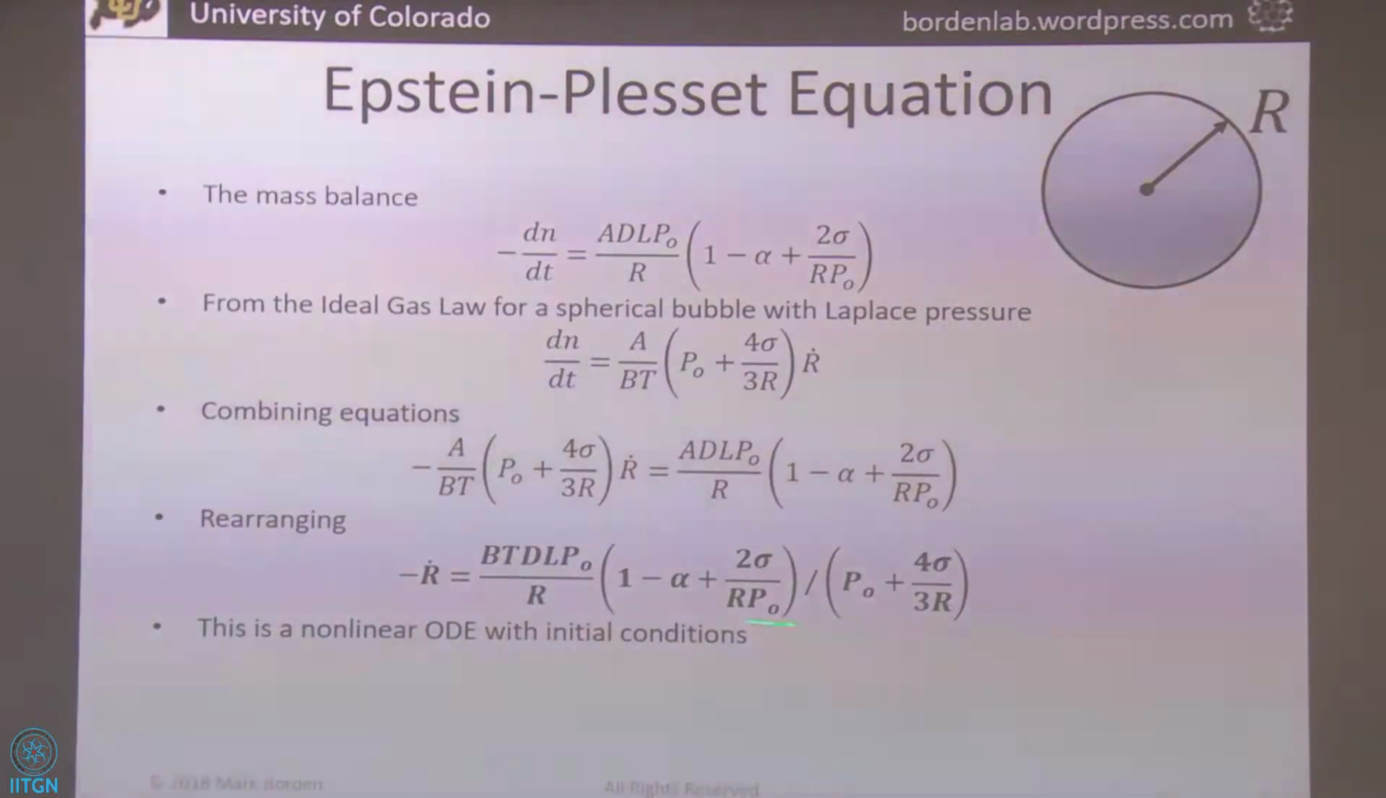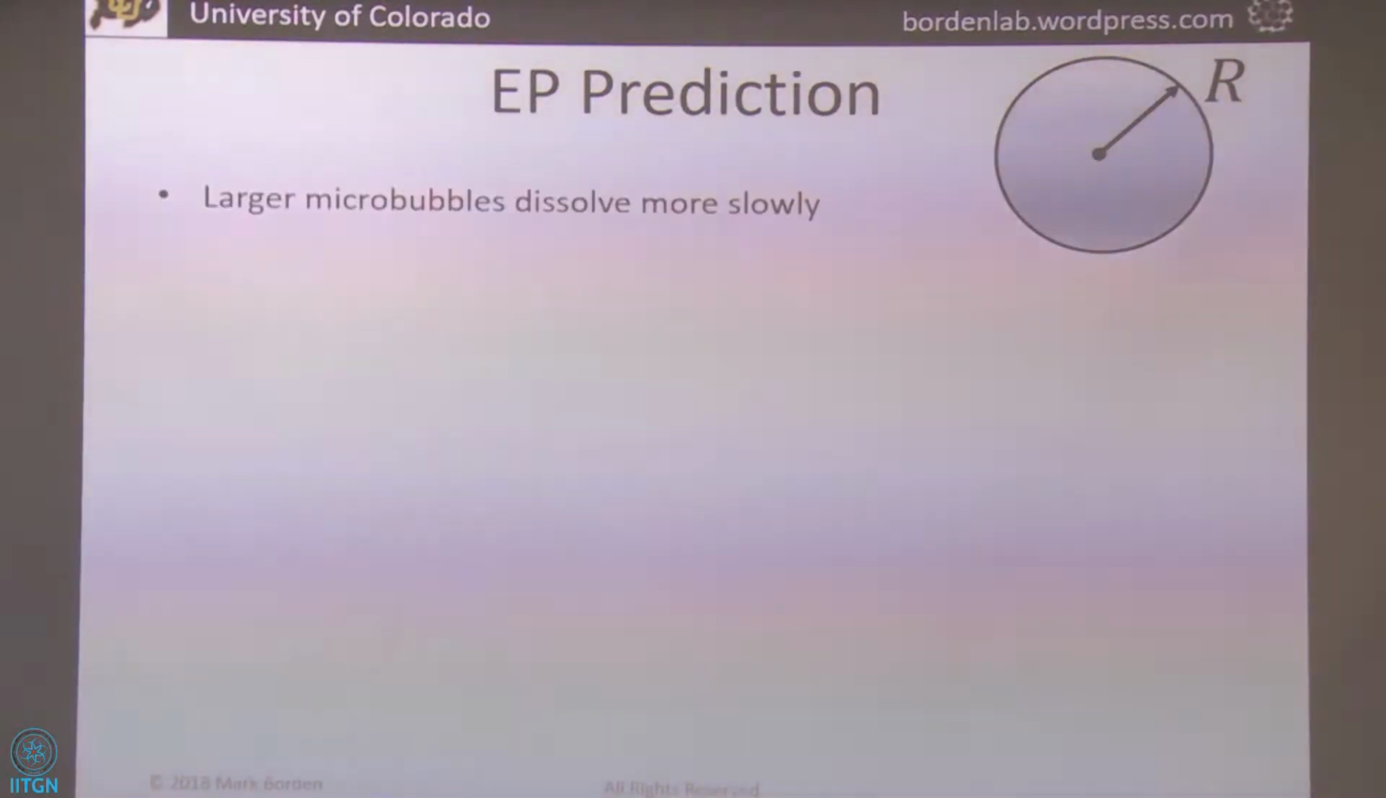So this is a nonlinear ordinary differential equation with the initial conditions that initially the radius is at some radius r naught, and initially the radius isn't moving at all. It's stable. Those are your initial conditions.